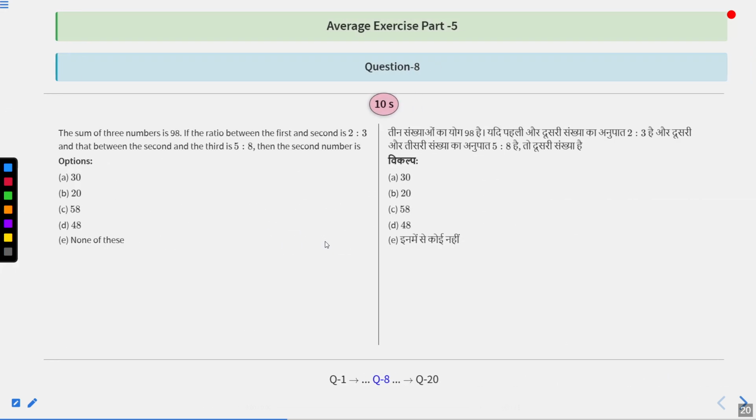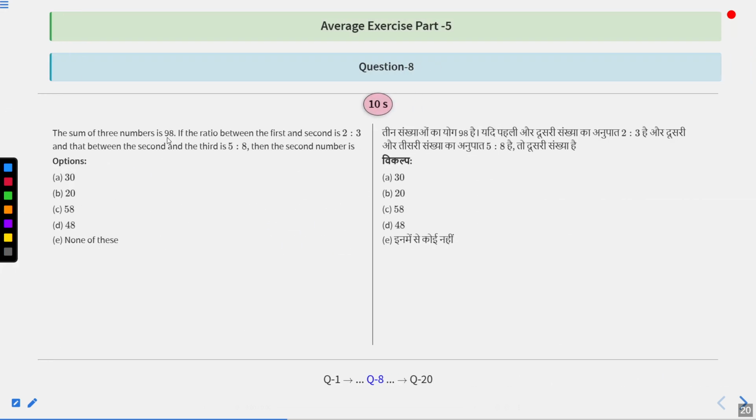Next one. The sum of three numbers is 98. If the ratio between the first and second is 2:3 and that between the second and third is 5:8, then what is the second number? You have 5 options and 10 seconds to analyze the question. Your time starts now.